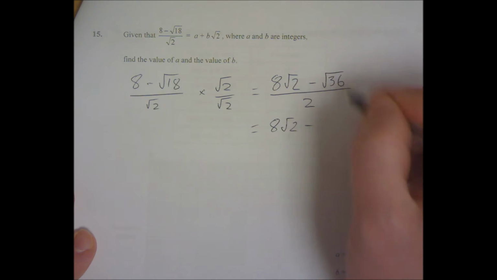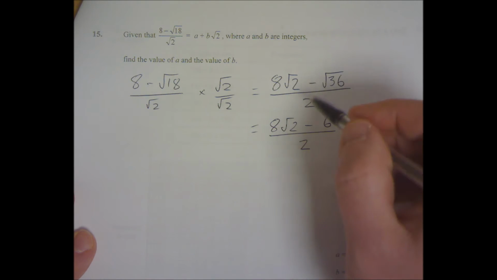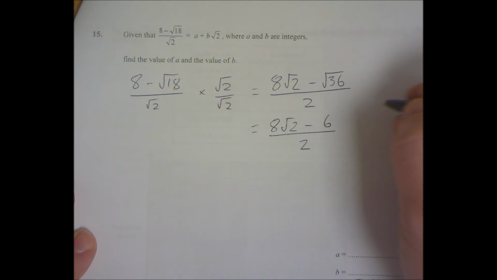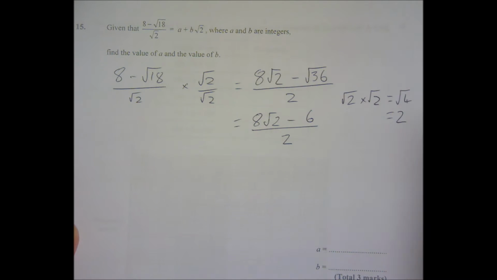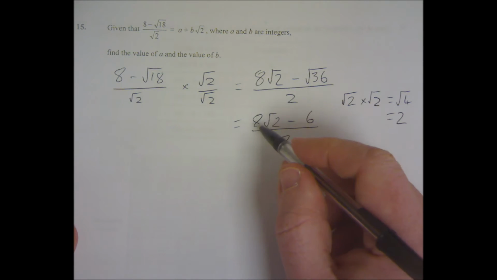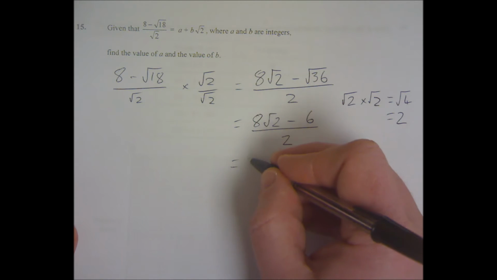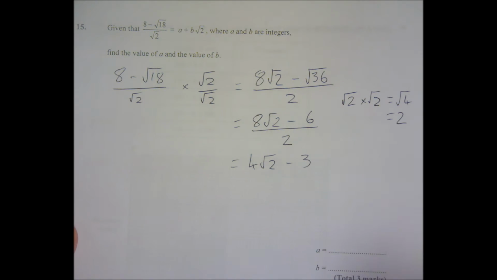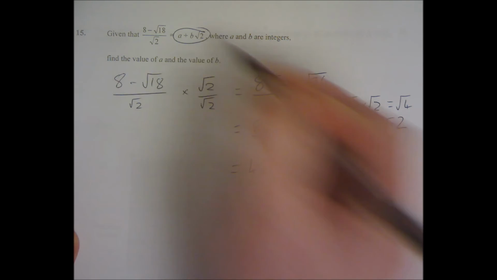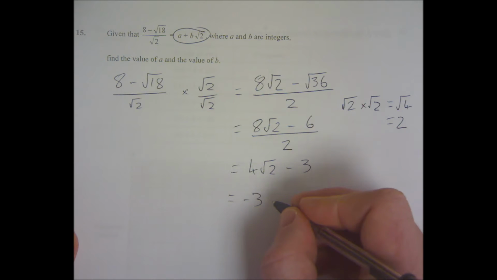I should have said, root 2 times root 2 if you're not sure where the 2's come from. Root 2 times root 2 is root 4, and the square root of 4 is 2. Right, so we're then going to just divide everything by 2. So we've got 8 divided by 2 is 4, so we've got 4 root 2, and 6 divided by 2 is 3. Now, just looking back at how it wants it written, it wants the root 2 bit to be second. So I'm just going to rewrite that as minus 3 plus 4 root 2. So my A is minus 3 and my B is 4.